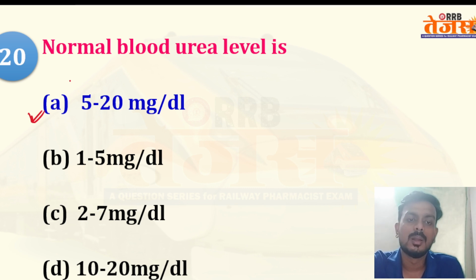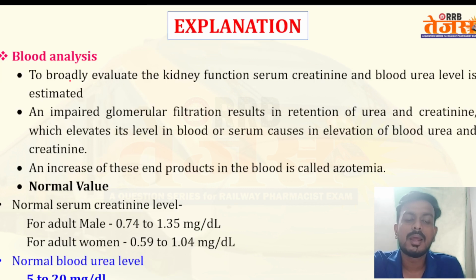In blood analysis, to broadly evaluate kidney function, serum creatinine and blood urea level are basically estimated. When the GFR is impaired, the blood urea nitrogen level increases. That indicates the person is suffering from some type of kidney disease.